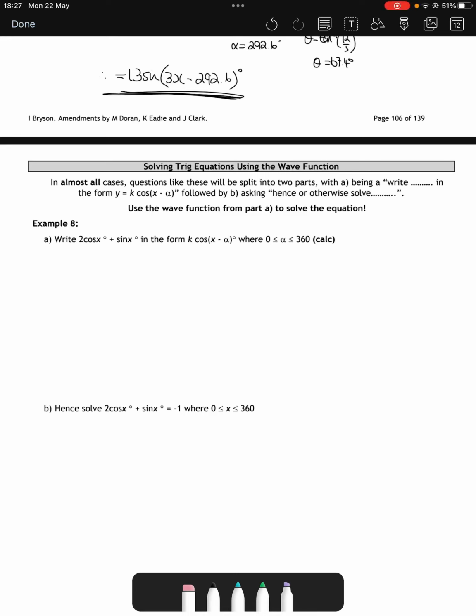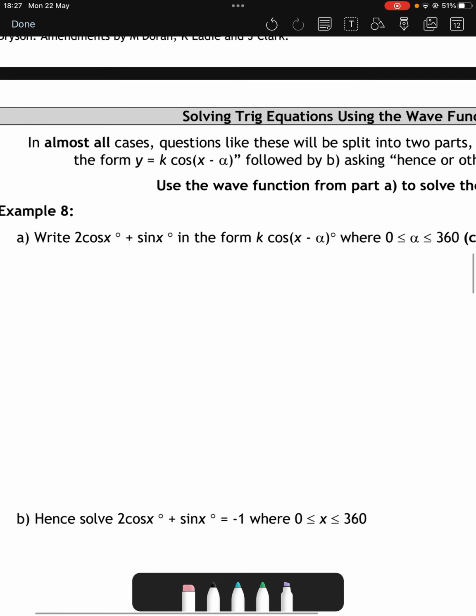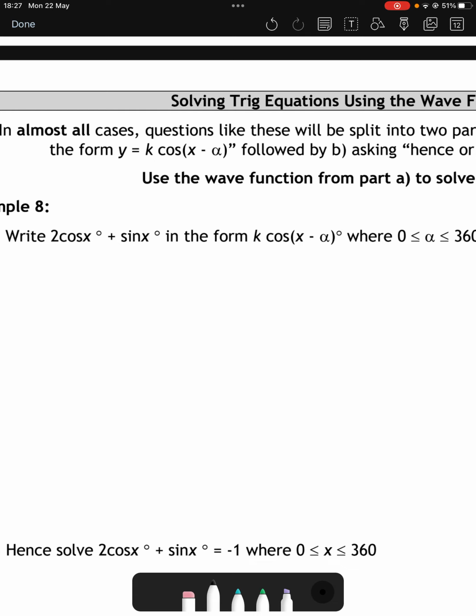So quite often with wave function, we get a part B after it. And it can be one of two things. It can be something to do with the maximum minimum, like we were talking about earlier, or it can be something to do with solving trig equations. This one here, as you can see in part B, says hence solve. Now part A is a bog standard wave function that we've been working our way through, and then we'll talk about part B. So let's turn it out.